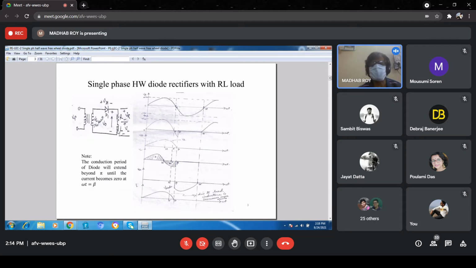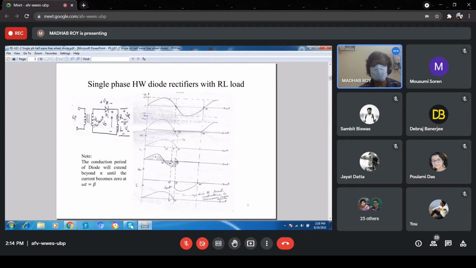Until this energy is exhausted, the diode will be conducting, and you will see that beyond pi, the conduction will take place further, that is up to the beta angle, where the applied voltage is negative. So this diode apparently should be negatively biased, but the voltage here will aid this, so thereby it will be conducting, and the conduction angle will be extended beyond pi, it will go up to beta.